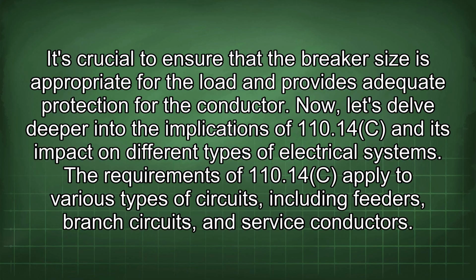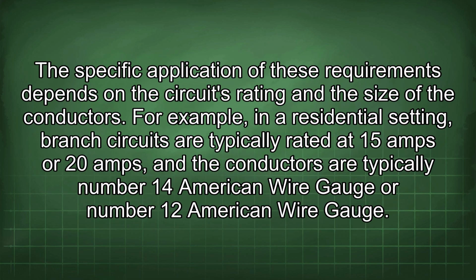Now, let's delve deeper into the implications of 110.14(C) and its impact on different types of electrical systems. The requirements of 110.14(C) apply to various types of circuits, including feeders, branch circuits, and service conductors. The specific application of these requirements depends on the circuit's rating and the size of the conductors. For example, in a residential setting, branch circuits are typically rated at 15 amps or 20 amps, and the conductors are typically number 14 American wire gauge or number 12 American wire gauge.